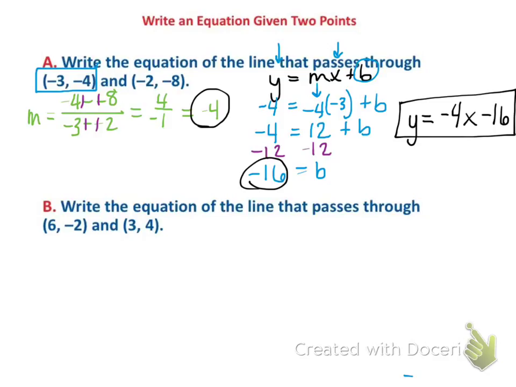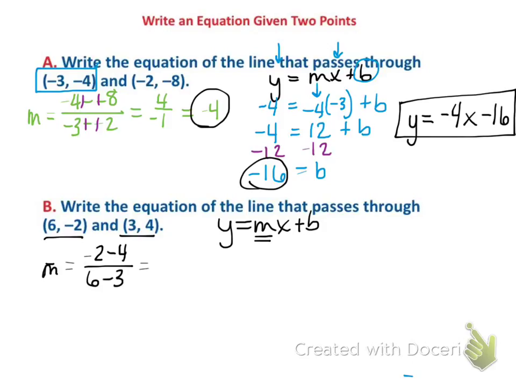So I've got two ordered pairs. I'm going to write an equation into y equals mx plus b. And so the first thing I need to figure out is the m. So I'm going to do -2 minus 4 over 6 minus 3. That gives us -6 over 3, which simplifies to -2.